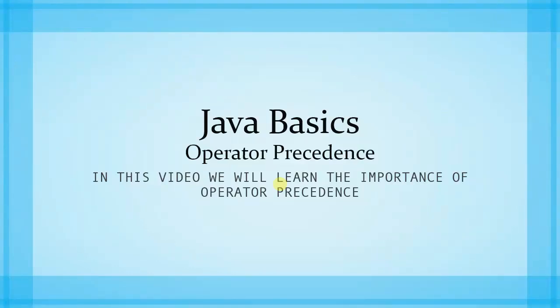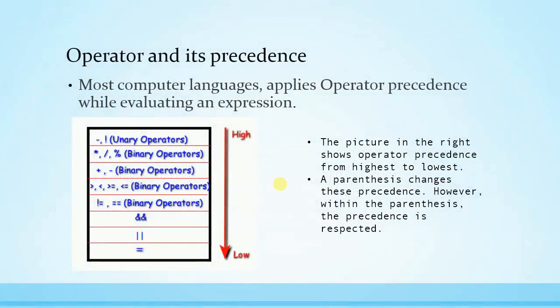Hello all. In this video we will look into operator precedence and how it works in Java. Most computer languages apply operator precedence while evaluating an expression. Let us see (a + b)² = a² + 2ab + b². So here a² + b² + 2ab is considered as an expression.